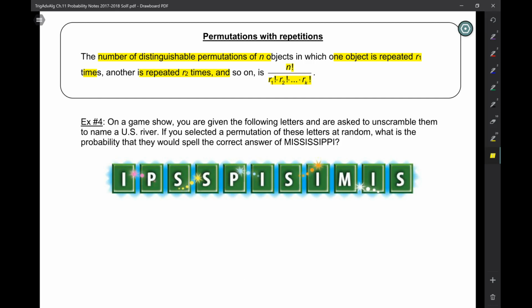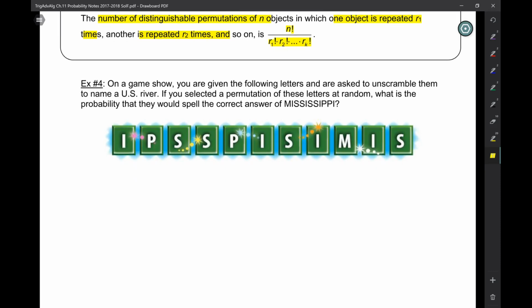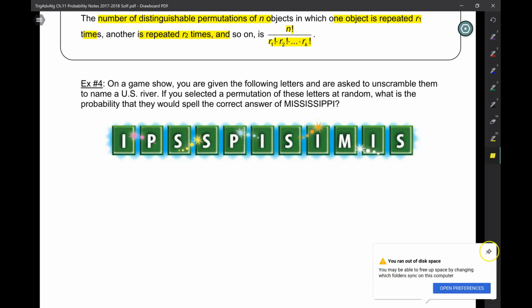Okay, look at this example. You're on a game show. You're given the following letters and are asked to unscramble them to name a US river. If you selected the permutation of these letters at random, what is the probability that it would spell the correct answer of Mississippi? So what is the probability that first you get an M and now you get an I? See, it's different now because you've got three I's in the bag. You don't just have one.